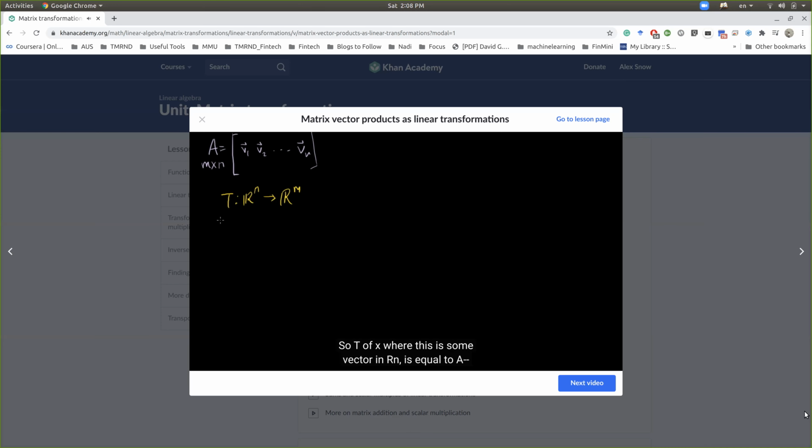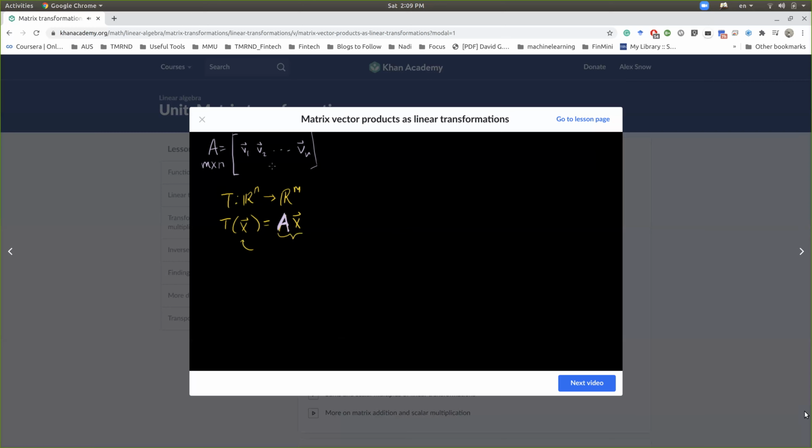And I define my transformation. So T of x, where x is some vector in Rn, is equal to the big bold A times the vector x. So the first thing you might say is, gee, this transformation looks very odd relative to how we've been defining transformations or functions so far. So the first thing we have to feel comfortable with is the idea that this is a transformation. So what are we doing?